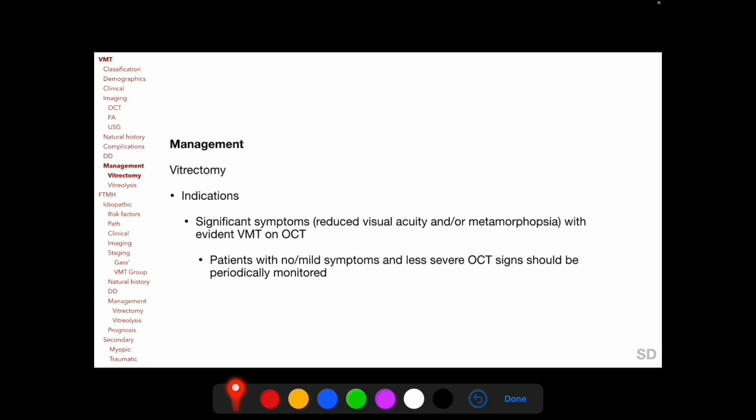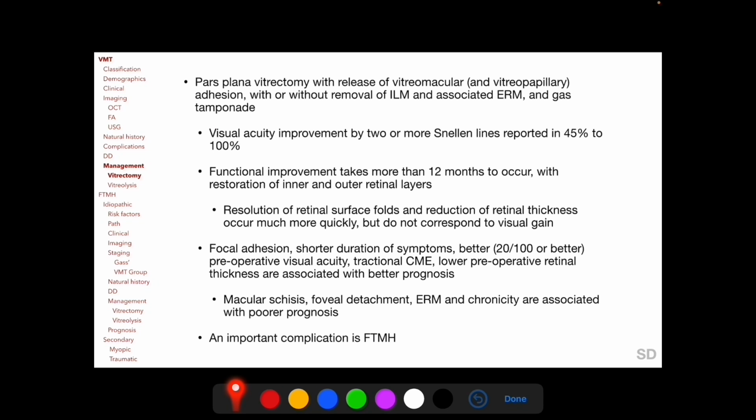Indications for vitrectomy in eyes with VMT include significant symptoms with evident VMT on OCT. On the other hand, patients with no or mild symptoms and less severe signs of VMT on OCT do not require surgery but should be periodically monitored to detect signs of deterioration as and when it occurs. Eyes with vitreomacular traction require pars plana vitrectomy with release of vitreomacular as well as vitreopapillary adhesions, with or without removal of ILM and associated ERM, and gas tamponade.